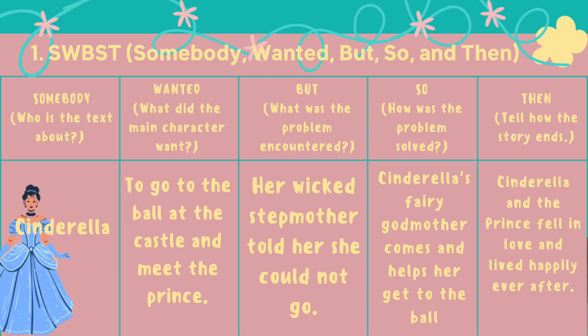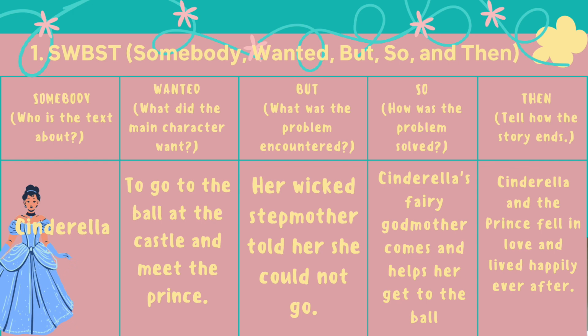For example, the story of Cinderella. S stands for somebody. It tells who the main character is. The main character is Cinderella. W stands for wanted. What does the character want? Cinderella wanted to go to the ball and meet the prince.